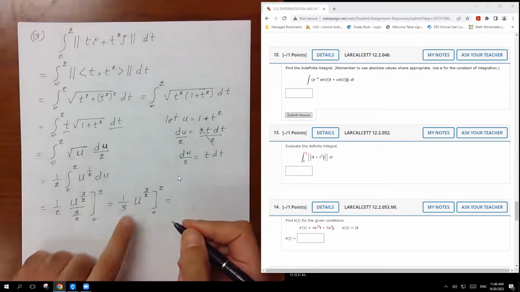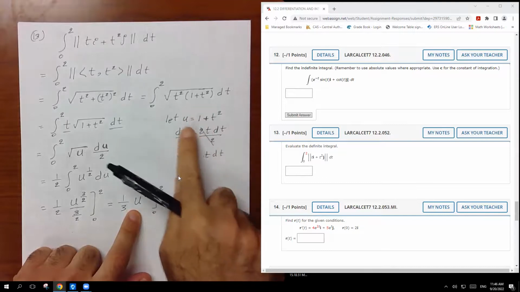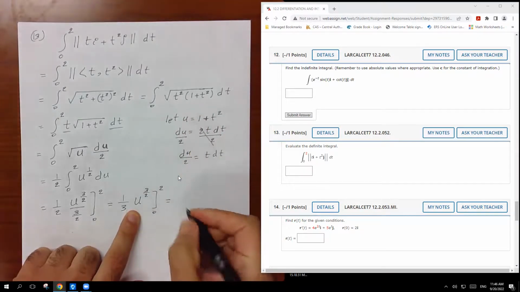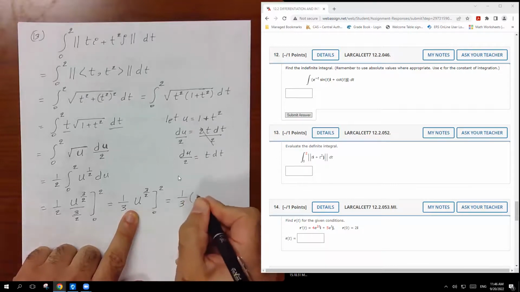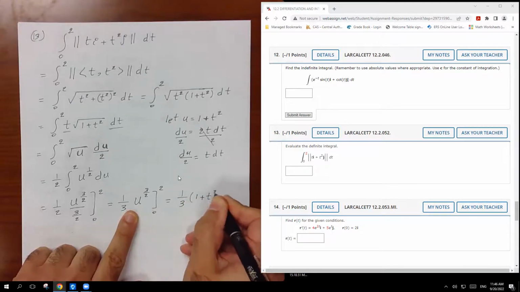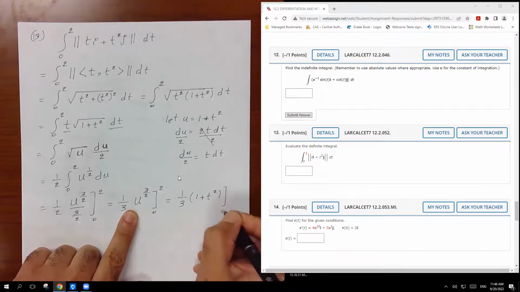We did the integral. We have to bring back u equal 1 plus t squared. So this one is going to be 1/3 times 1 plus t squared, to the power 3 over 2, from 0 to 2.